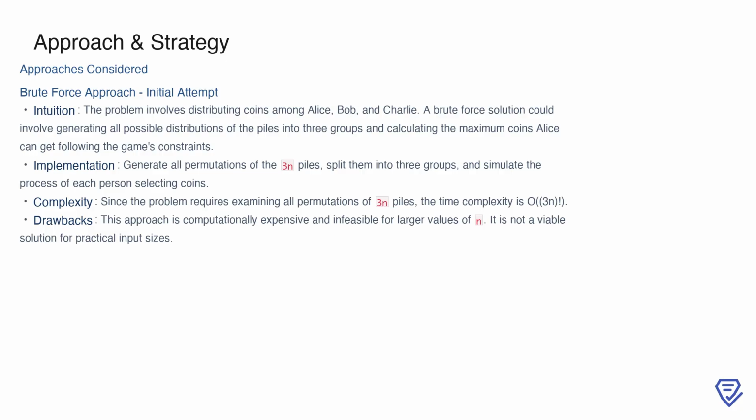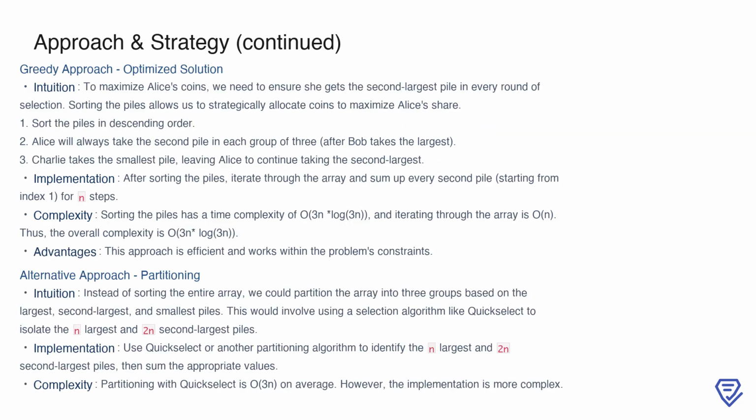While it's a natural first step to explore, the brute force approach is simply not practical for real-world problem sizes due to its inefficiency. Now, let's discuss the greedy approach, which presents an optimized solution. The key insight here is that to maximize Alice's coins, we need to ensure she consistently gets the second largest pile in every round of selection.